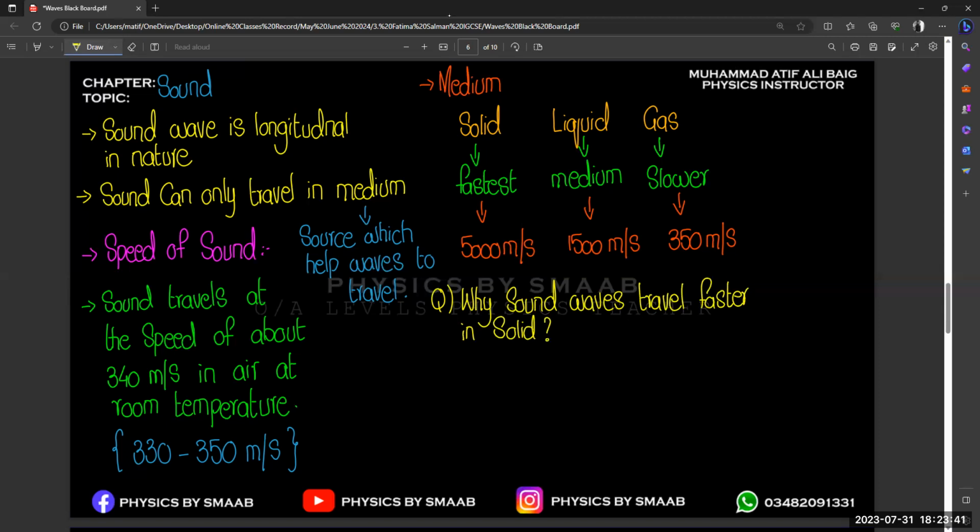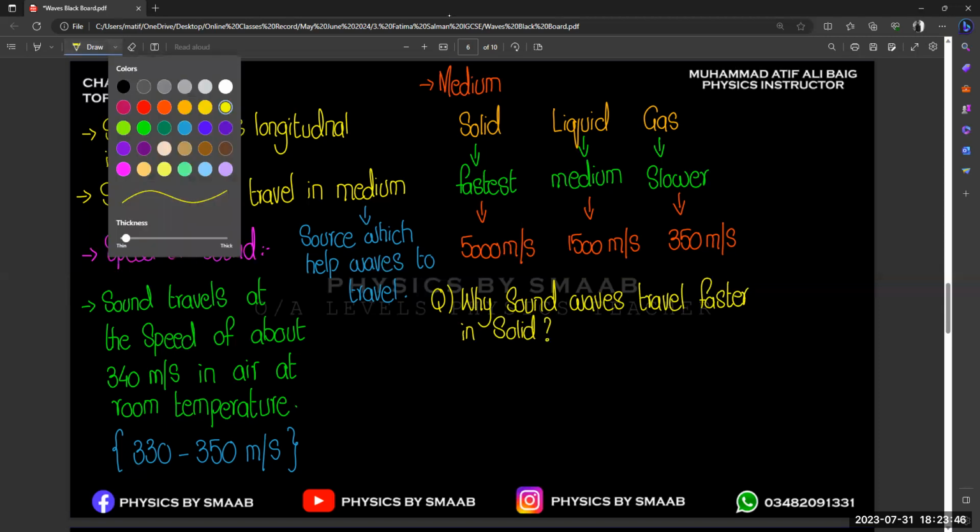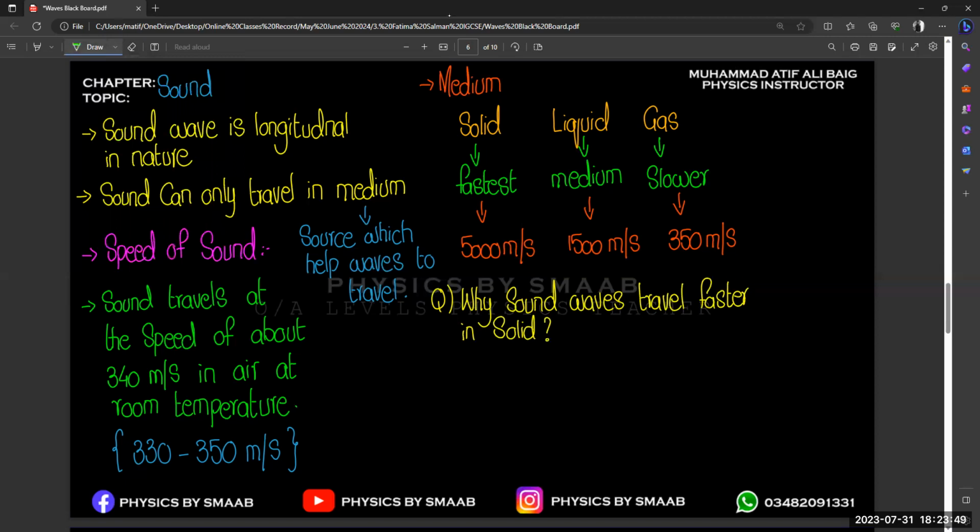So molecules are tightly packed with each other, right? If we consider the example of solid, the molecules are tightly packed with each other. And if you want to transfer energy from one molecule to the last one, you can say that the distance is negligible. So you can easily transfer your energy from the first molecule to the last molecule, right?